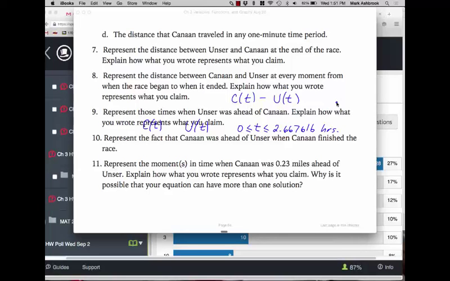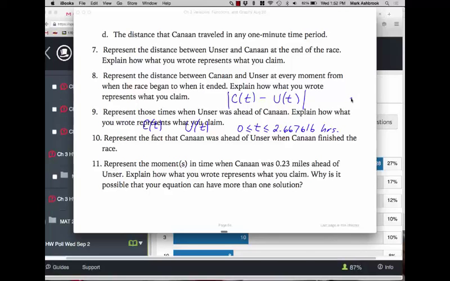It says the distance between them. So do we want to allow for positive and negative or not? If it's just purely distance, if you just want a distance, then that's a positive value, right? So how could we then make this? Yeah, so if we want the distance between them as a positive distance, we need that absolute value, because if Unser ever gets ahead, that difference will make a negative value.